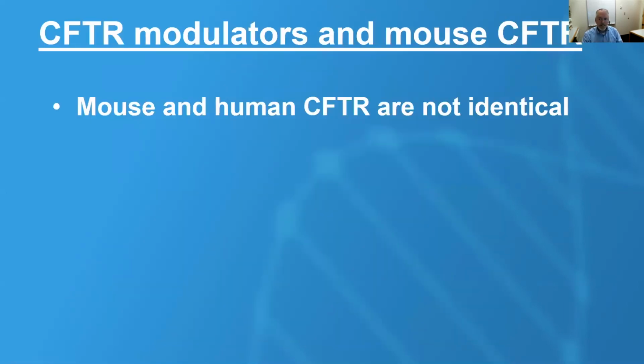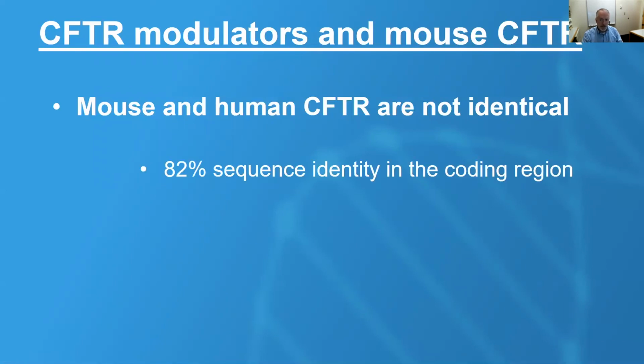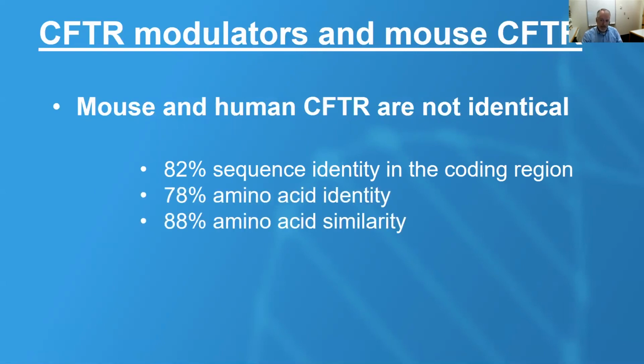The first point to make is that human and mouse CFTR are not identical. On the gene level, they have a nucleotide sequence that's 82% identical in the coding region. And from an amino acid standpoint, human and mouse CFTR are 78% identical and 88% similar, meaning that the amino acids at a specific position might be of a similar size or charge, but the remaining 12% are not the same amino acid. So is CFTR similar enough for modulators to be tested in the mouse?